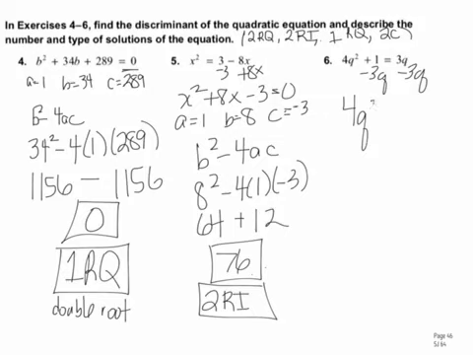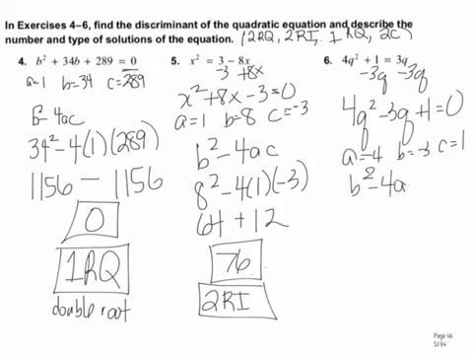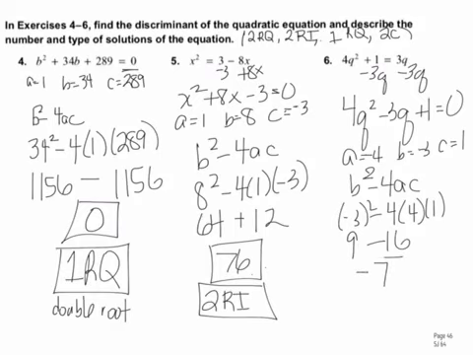4q squared minus 3q plus 1 equals 0. A is 4, B is negative 3, C is 1. So B squared minus 4 times A times C: negative 3 squared minus 4 times 4 times 1, 9 minus 16 is negative 7.